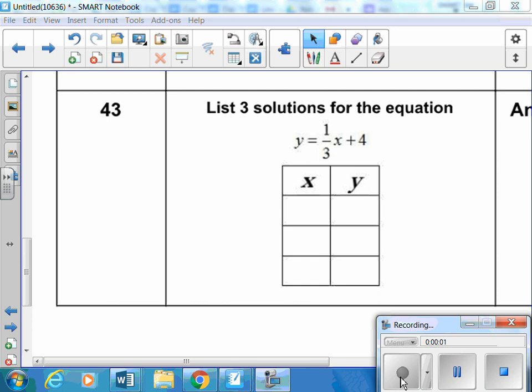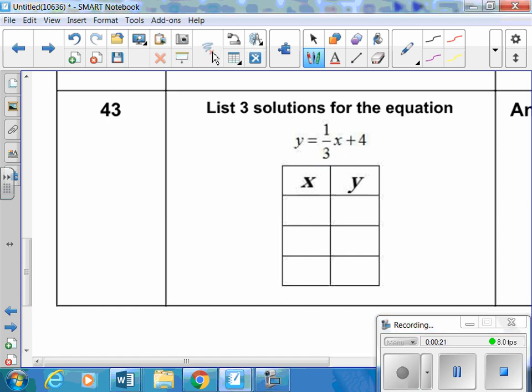All right, let's choose some numbers we can plug in for x to complete this table. Now, you could choose whatever you want. I'm going to choose numbers that are divisible by 3. That way I will avoid fractions or decimals. And I'm choosing divisible by 3 because I see a 3 as a denominator.